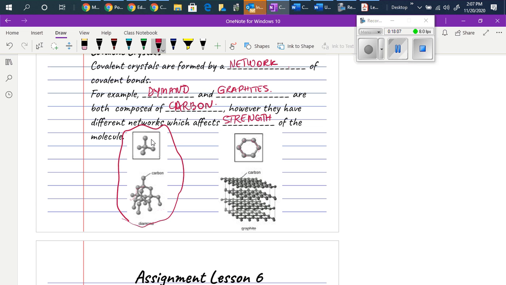And diamond, you know what diamonds are. Graphite is, let's say, any pencil that you write with. Why are they easy to write with? Because the mark that they leave on the paper is easy to draw, because of the structure that they have, like plies or sheets between each other.